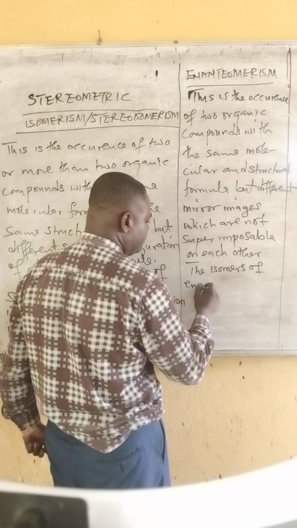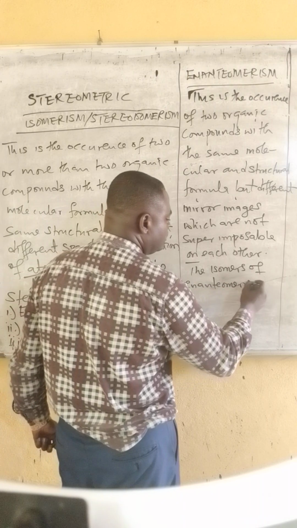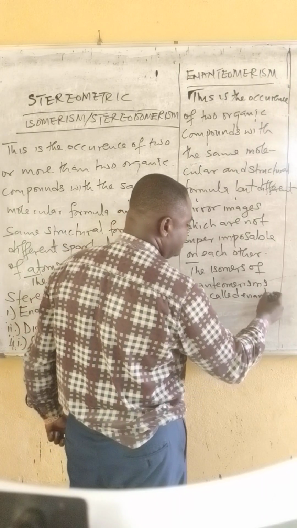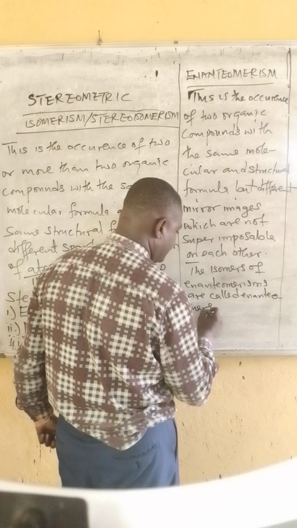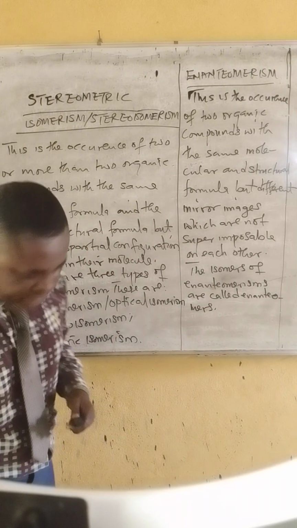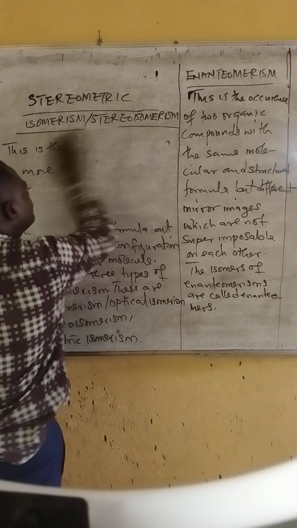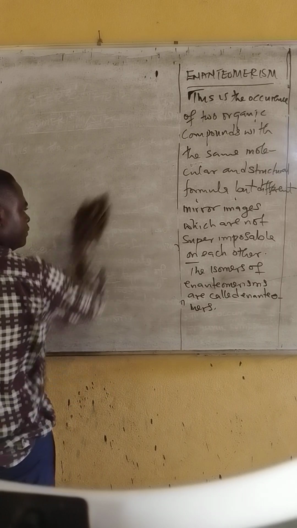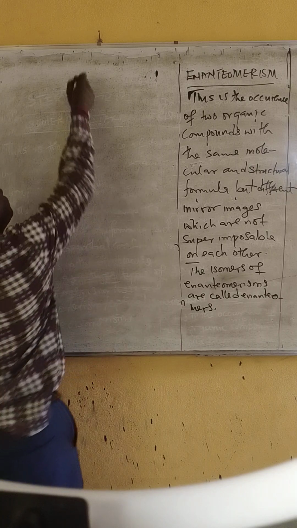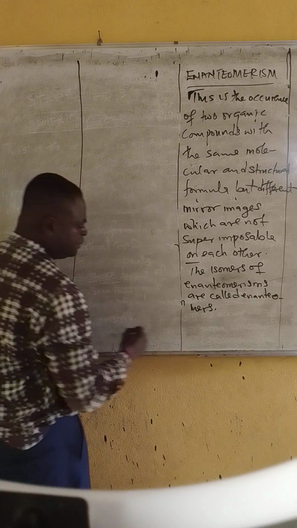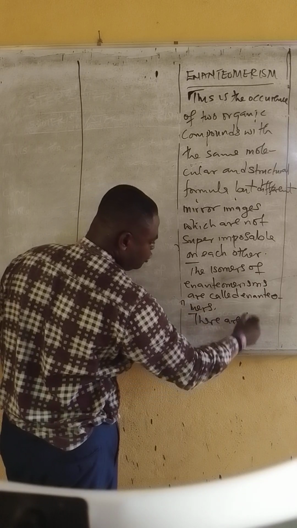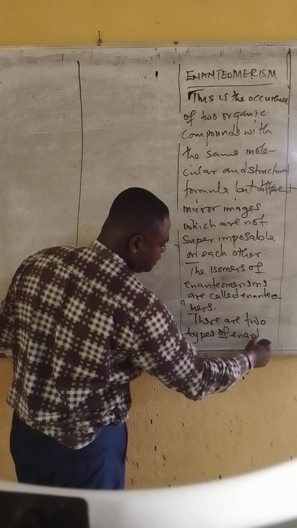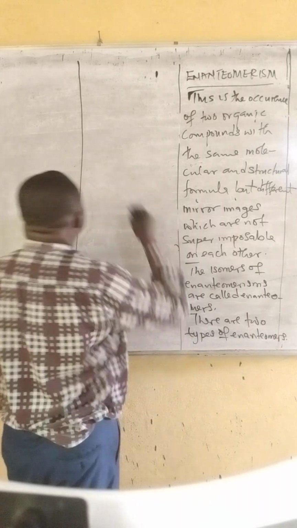Now, the isomers of enantiomerism are called enantiomers. Let's look at an example of that. Okay? Now, there are 2 types of enantiomers. Now, what are they?